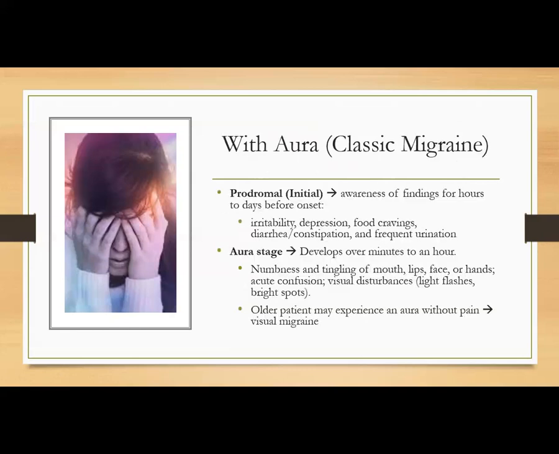So, just as a quick recap, you have the initial stage where all of a sudden they're getting a little bit of irritability, and this can be anywhere from hours to days before onset. Then the aura stage, where there's some sort of thing that alerts them that a migraine's coming. It can be something like a light flash, a certain smell, anything of that nature.